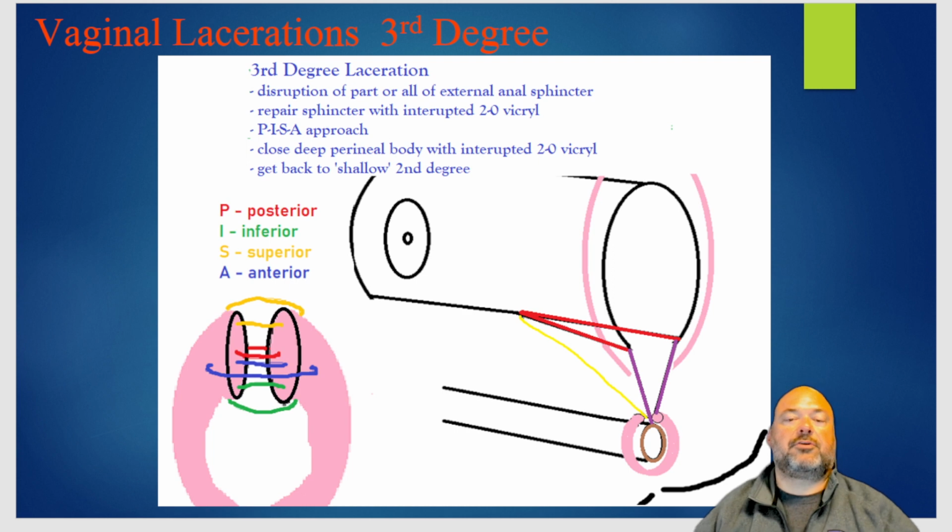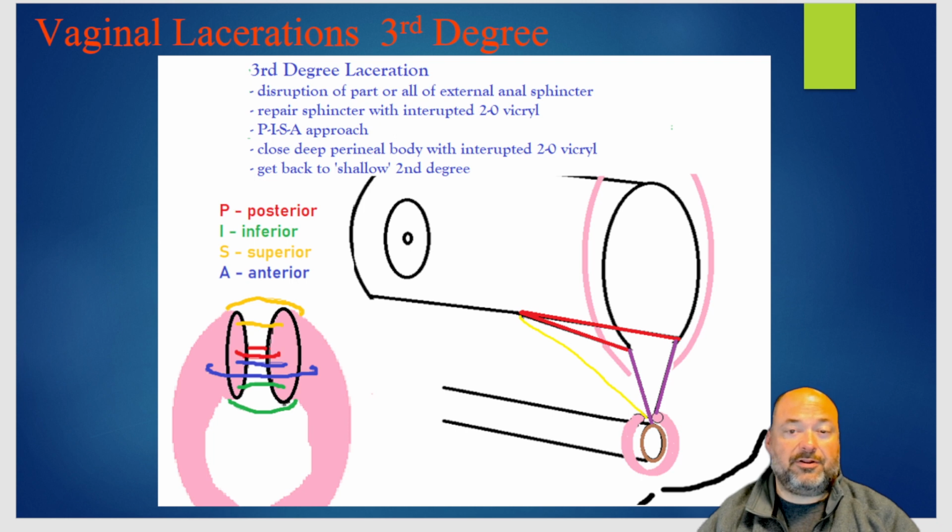So third degree laceration, as we talked about, is a disruption of part or all of the external anal sphincter, or including the internal sphincter if we have a 3C. I typically repair the sphincter itself with interrupted sutures of 2 Vicryl. This is talked about as a PISA approach. So 4 sutures starting with a posterior, then inferior, superior, and anterior to really bring the muscle back together.